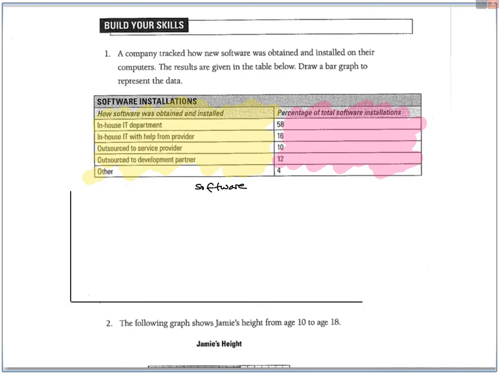Okay, we need our categories. So what's the title of the first column? Software. Okay. Software. This is weird. How software was obtained. So that's kind of a weird title.